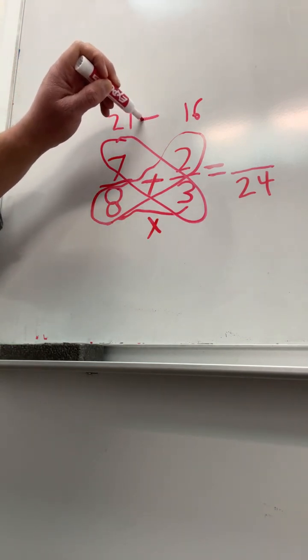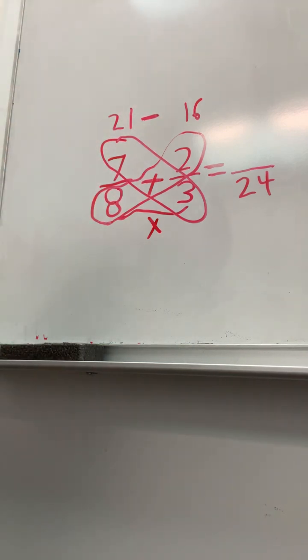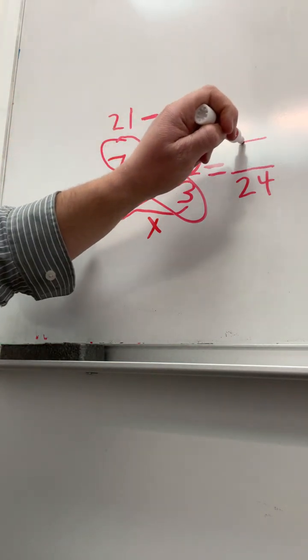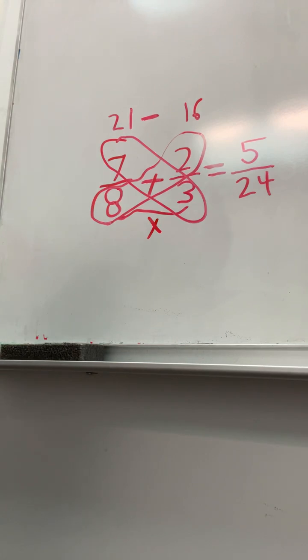So now to get our final answer, we are going to subtract. We're going to do 21 minus 16. So 21 take away 16 equals 5. And our answer is 5. 7/8 minus 2/3 equals 5/24.